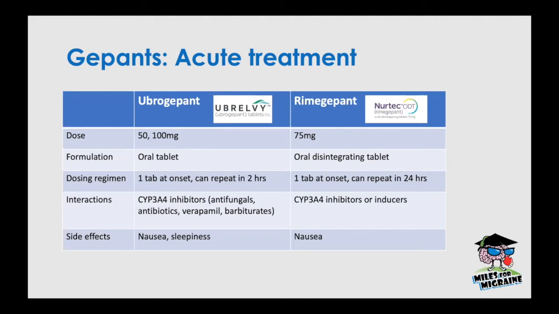And the only thing to additionally worry about or keep in mind is the interactions. So Ubrogepant specifically also interacts with certain other medications. So if you're on verapamil, antibiotics, or barbiturates and or antifungals, just keep in mind that your levels of your medications may be affected.